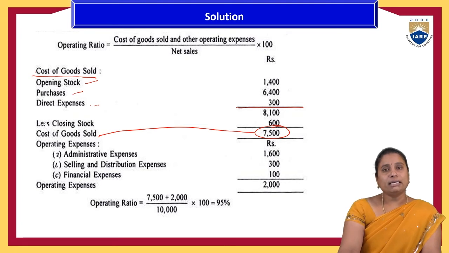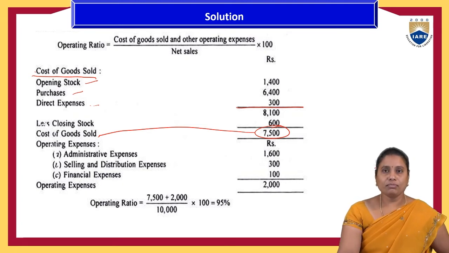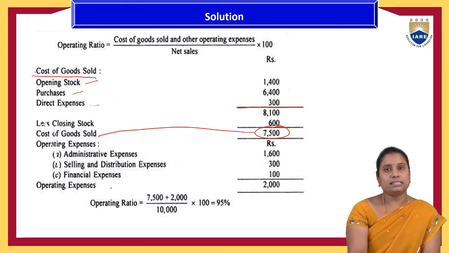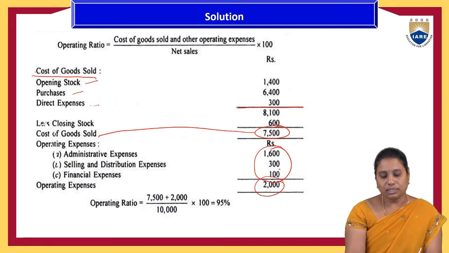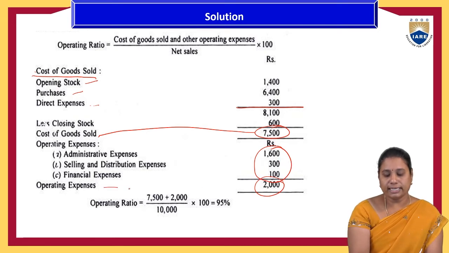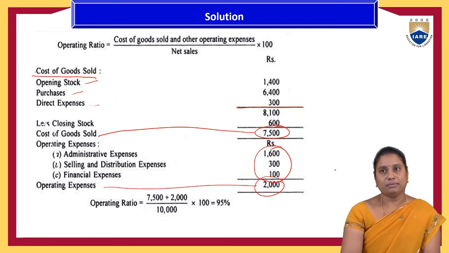For this one, if we add the other expenses like indirect expenses, administrative charges, selling and distribution, that is provided in the profit and loss account, and the financial expenses of 100 rupees, that is 2,000 rupees worth, then they will be called operating expenses.